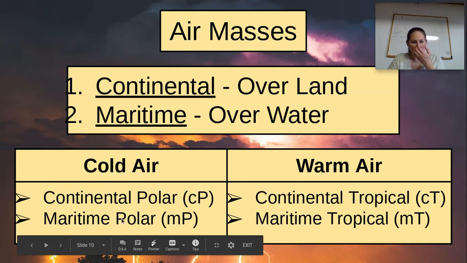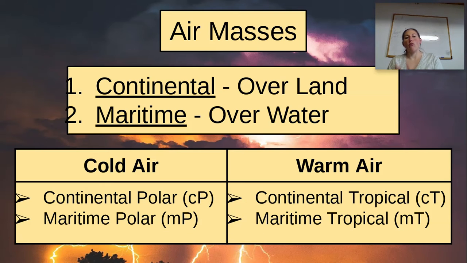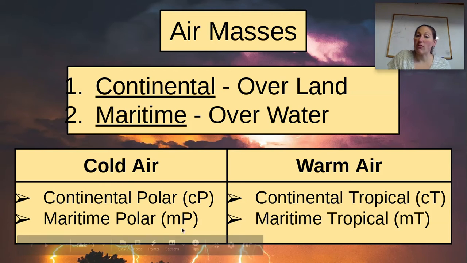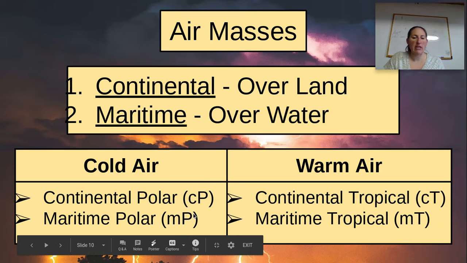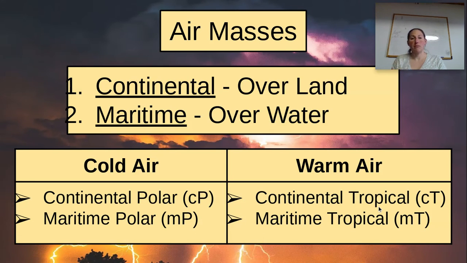Maritime polar. Maritime means over water. Polar means cold. So maritime polar is a cold air mass over water. And then if you ever see a weather map, they have these abbreviations, lowercase c, capital P, and lowercase m, capital P. Very similar for the warm air. The continental and maritime tell you where these warm air masses are, and then tropical is just the clue for warm. Polar is cold, tropical is warm.